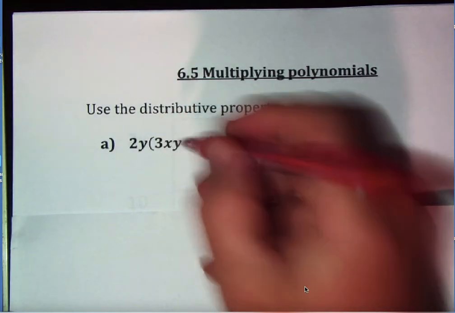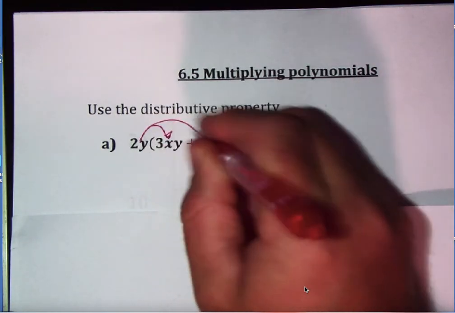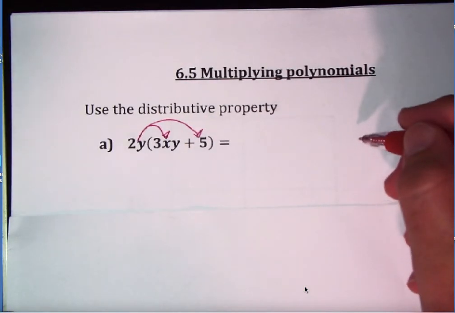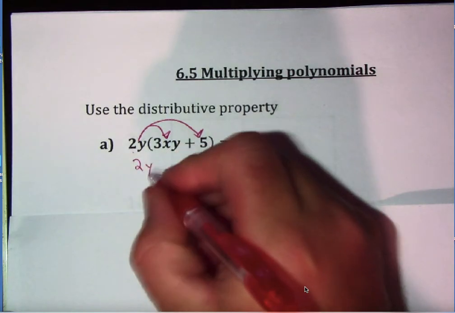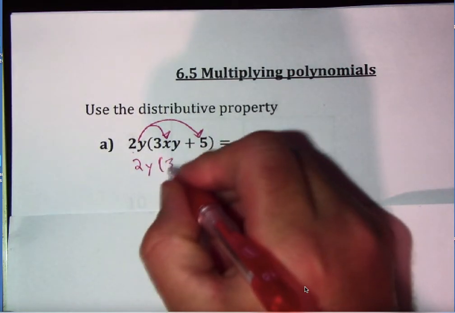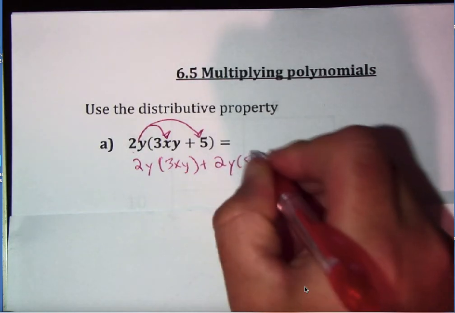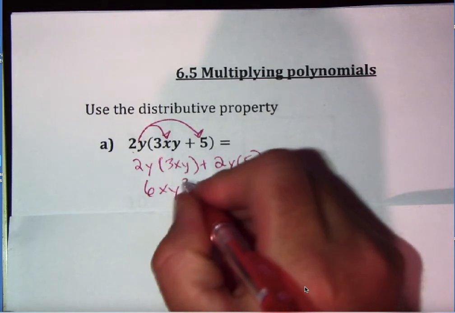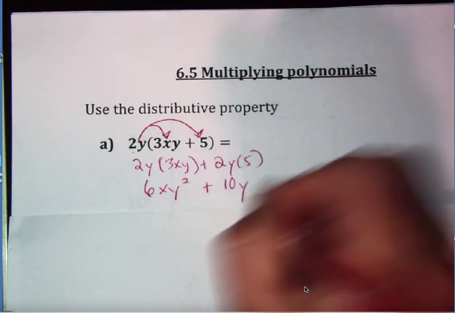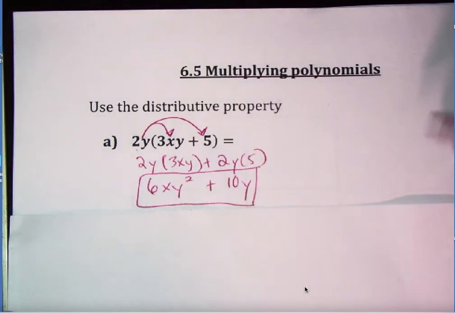We have 2y times 3xy plus 5. So if we distribute and multiply, we get 2y times 3xy plus 2y times 5. And then we get 6xy squared plus 10y. And that is simplified. Cool.